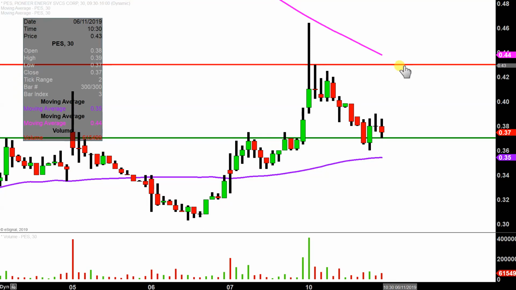But the key thing right now is going to be this level down here at right around 37 cents, because the price is doing a good job of holding up above it. If the price cannot hold above that, though, the next important level to watch is going to be that purple line right there, the 50 period simple moving average. So keep an eye on that level if this 37-cent mark cannot hold.